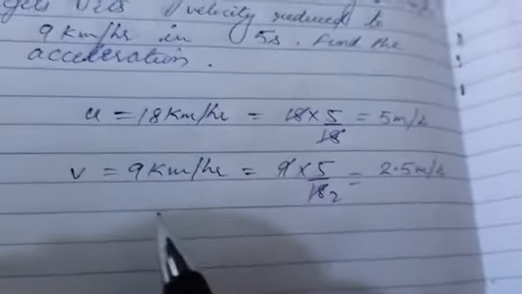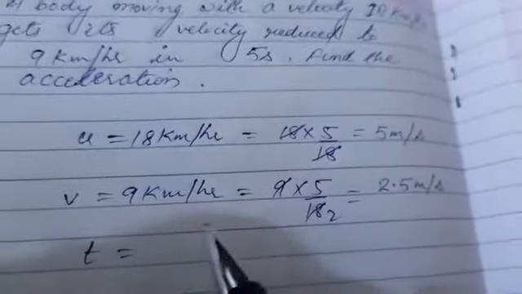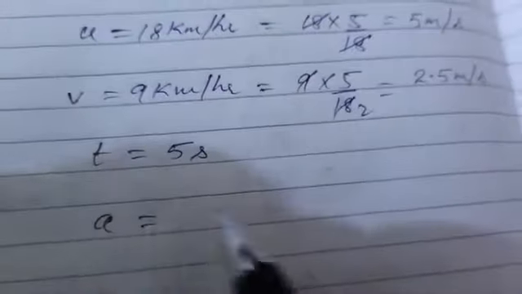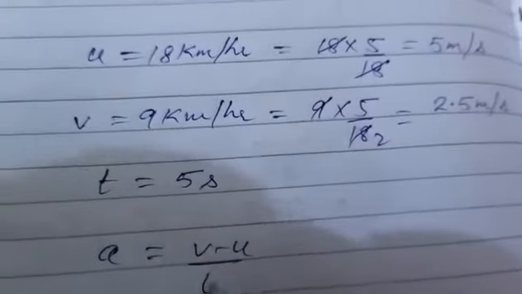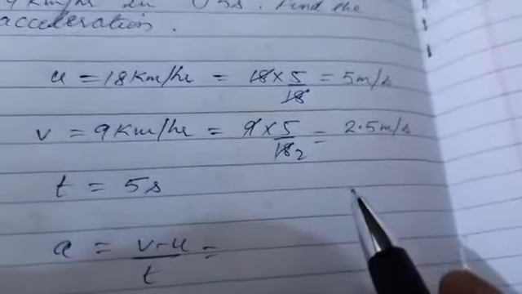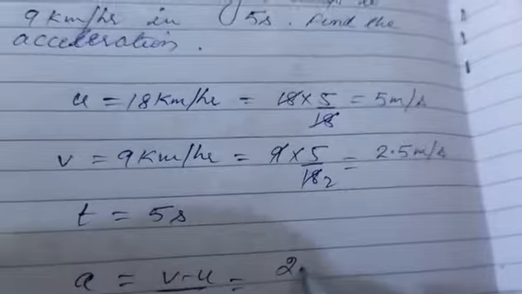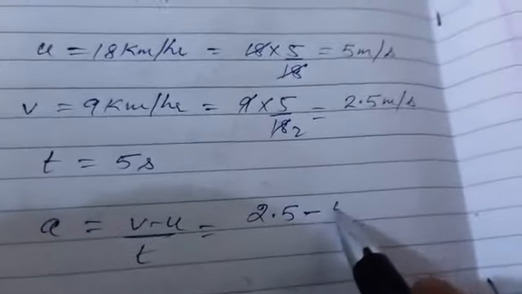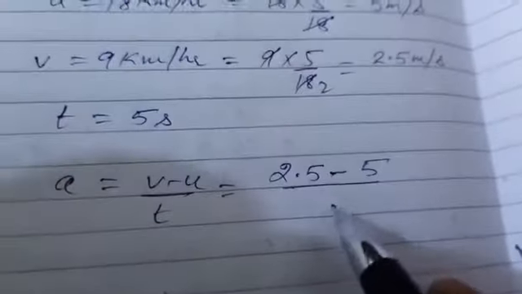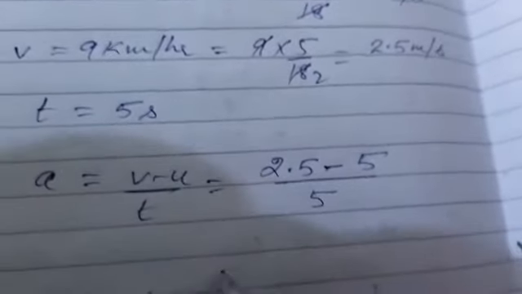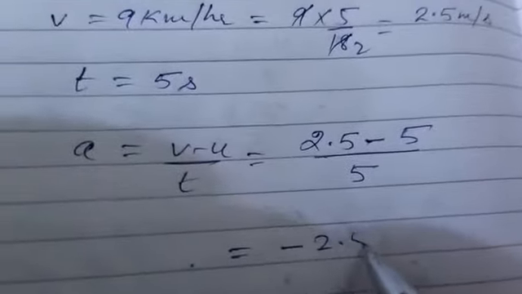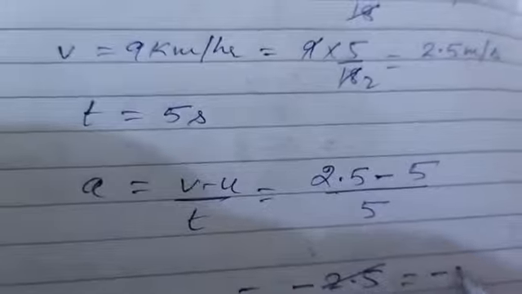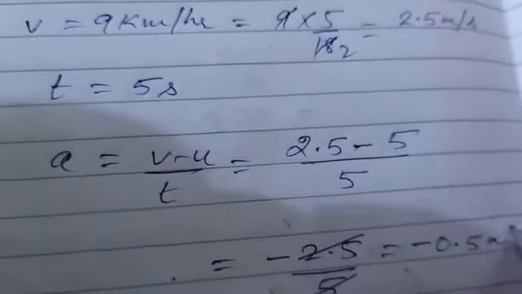And now what we have to do, we have to find the acceleration. So what is the time taken? The time taken by it is 5 seconds. So the acceleration equals v minus u upon t. So what is v over here? The value of v is 2.5. And what is the initial velocity? It was 5. And what is the time taken? It is 5 seconds. So what we'll get? We'll get minus 2.5 upon 5. And if we cancel it, we'll get minus 0.5 meter per second square.